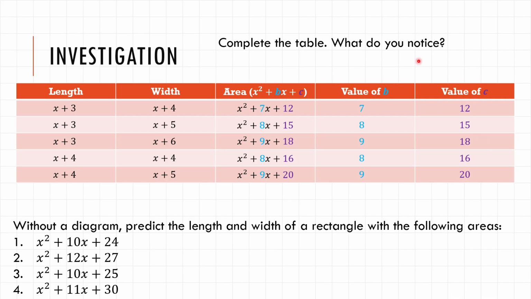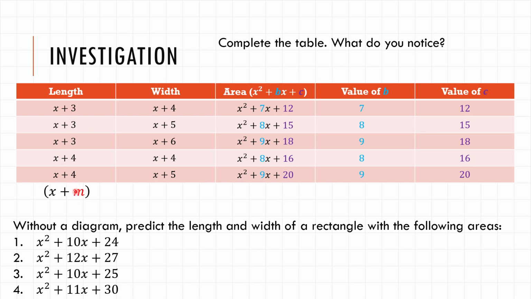Well, one thing to notice in this table is there is a bit of a pattern happening here, right? Notice that I've got 3 and 4 here, and 7 and 12. I've got 3 and 5, and then 8 and 15. These numbers are related. In fact, I always have x plus some number here.